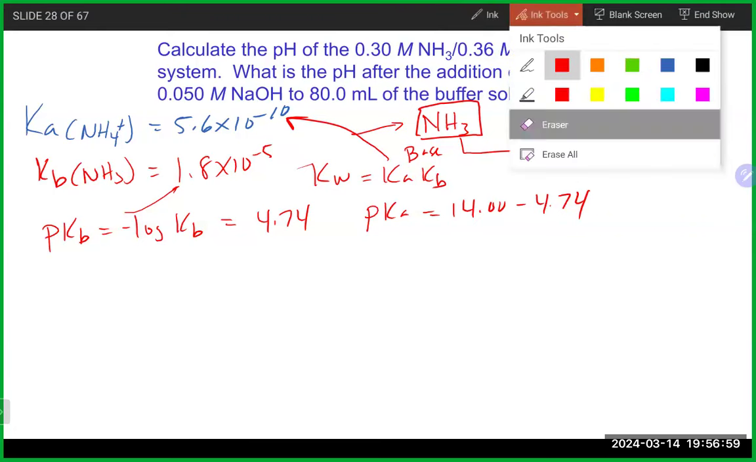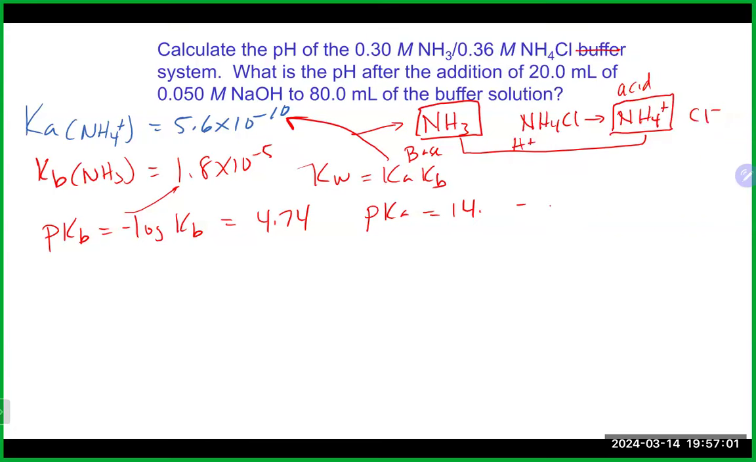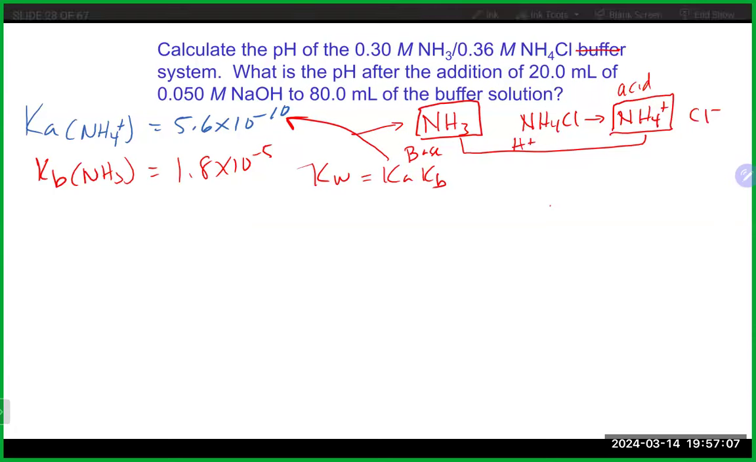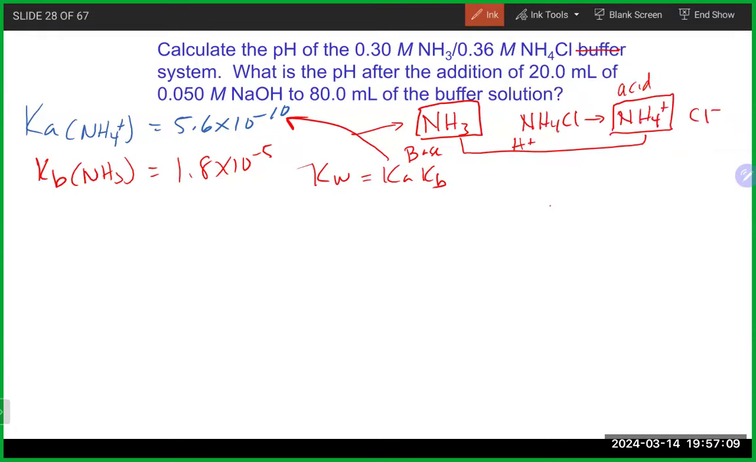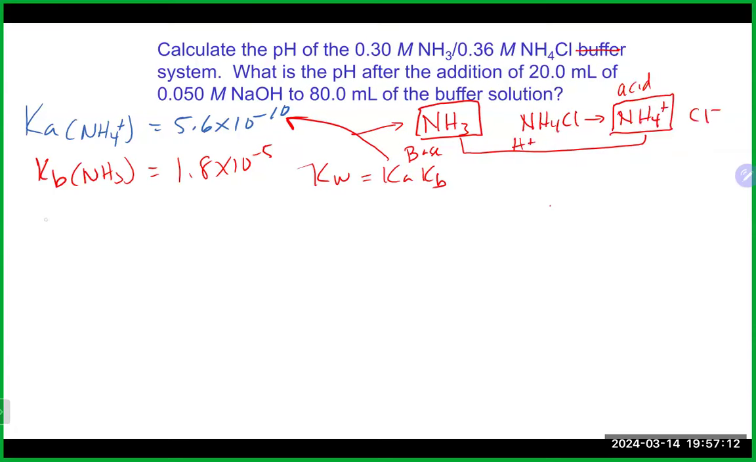So let me get rid of it so I have somewhere to write. So let's see this here. All right, since I did give you the Ka value, I'm just going to use that Ka value, and I know it's a buffer. So probably, again, the easiest thing to do to get the pH of our buffer to begin with is just to go into our Henderson-Hasselbalch equation.